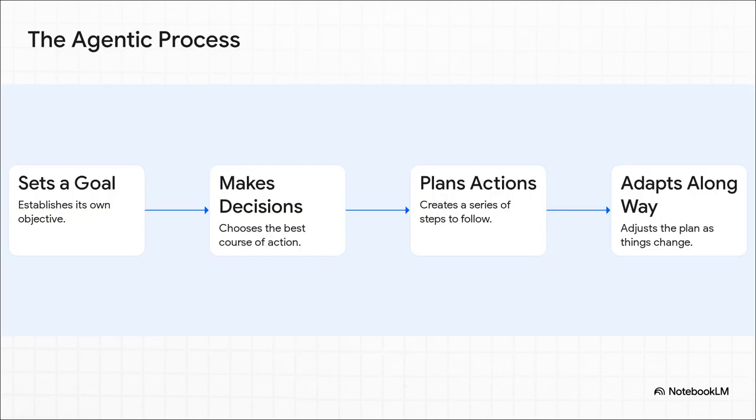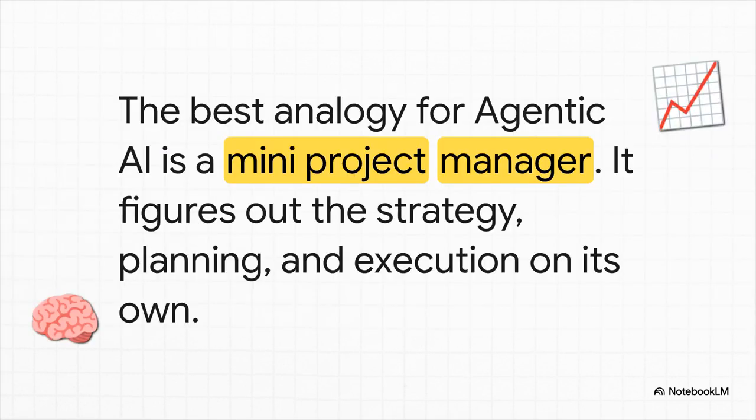And this process here really shows how that works. You might give an agentic system a really broad objective, and it sets its own smaller goals. Then, it makes its own decisions, plans out the steps to get there, and this is the most important part, it adapts. If something doesn't work or new info comes in, it changes its plan to find a better way forward. The perfect way to think about this is like a mini project manager, right? You don't tell a project manager every single tiny step they need to take. You give them a goal, like, hey, launch this new product, and they figure out the strategy, the planning, and all the execution to make it happen.